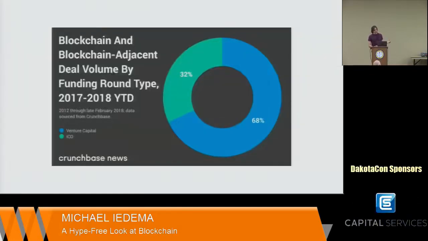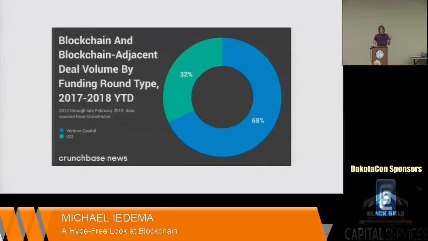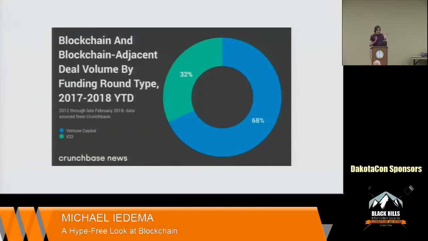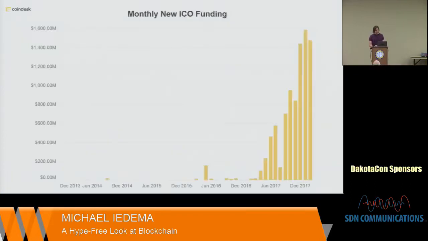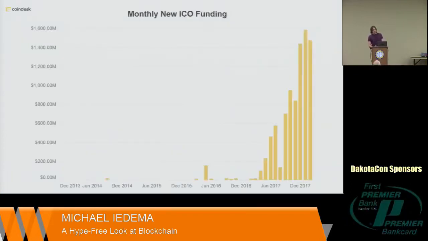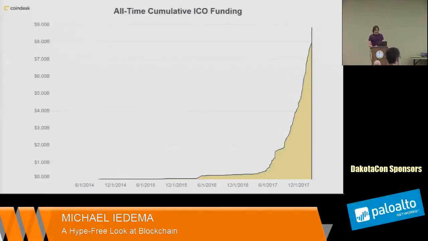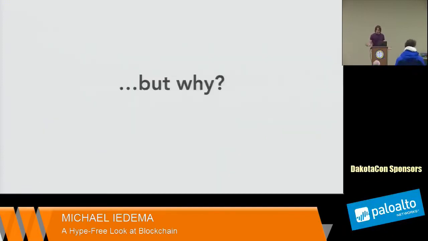So what we're seeing is that based on deal volume, the amount of deals that are closed, there's still more deals being closed in venture capital than in ICOs. But the amount of money coming in from those initial coin offerings is massive. It's about 78%, four fifths of the money coming in is coming in from ICOs. Last month, it was 1.4 billion in ICO investment. In total, it's about 8 billion. Why? That's what I'm here to try to explain.